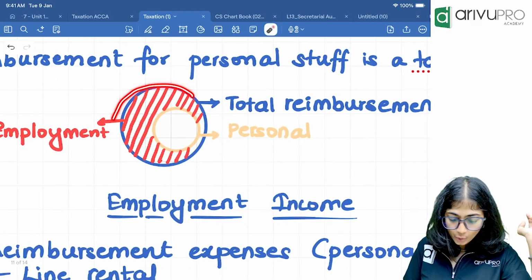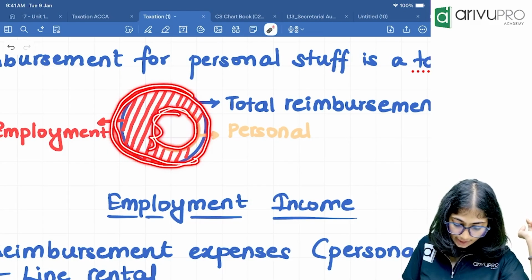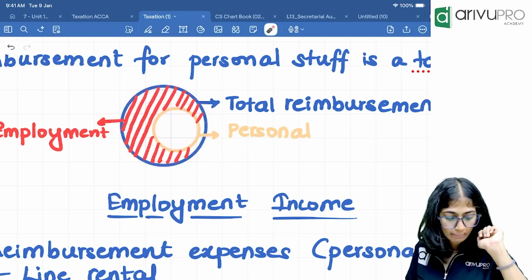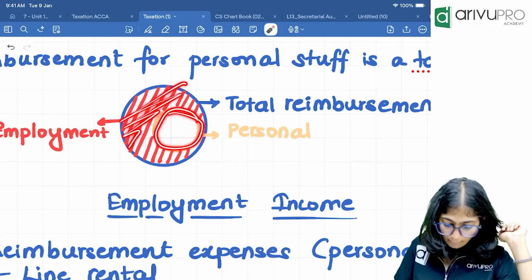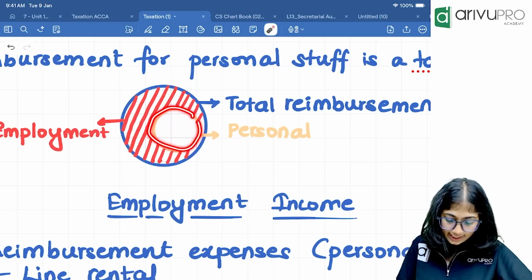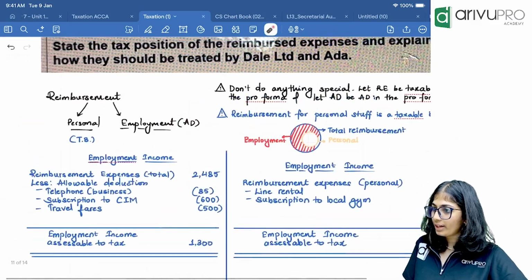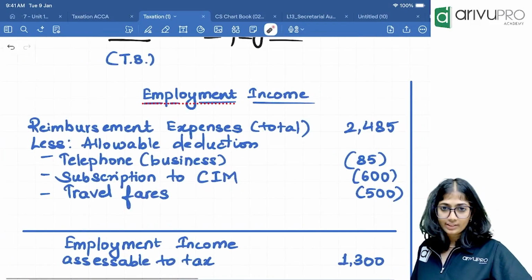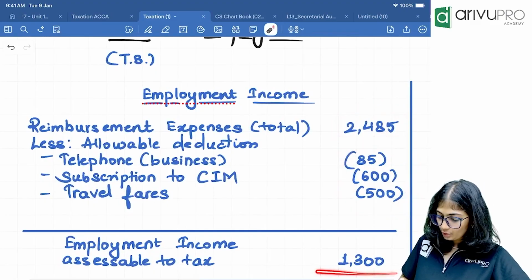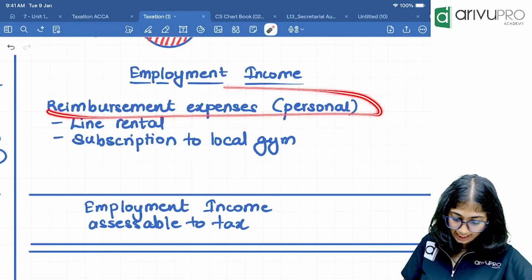You can either take the total reimbursement amount and deduct this part, that is anything that's an allowable deduction, anything that's relevant to your employment. You can just deduct it, you will get a personal amount. Another way of doing this is you can directly put the personal amount. Anything you're not getting an allowable deduction for, you put it as personal, you're going to get the same amount. I didn't do anything different here. Out of this total amount, I removed all of the allowable deductions. You got the personal amount remaining. Or this is a direct method. I just directly put the personal amount.